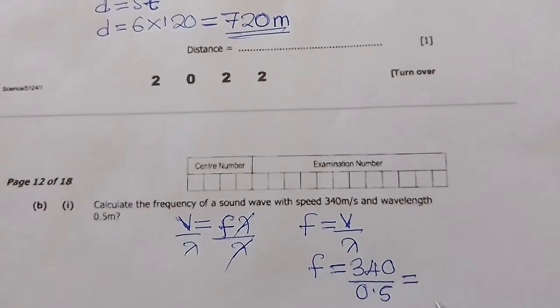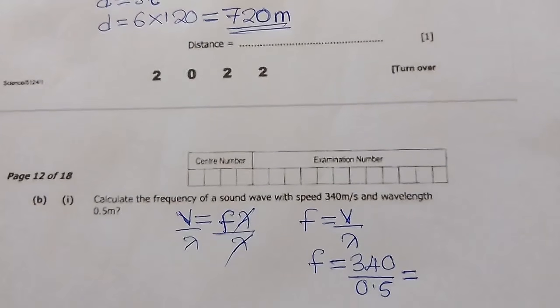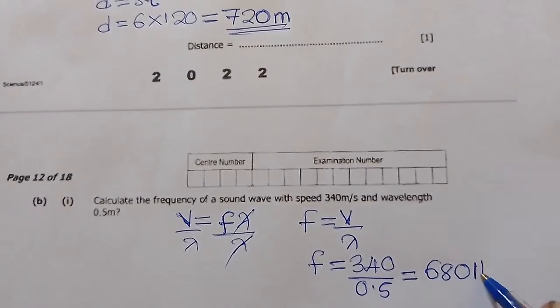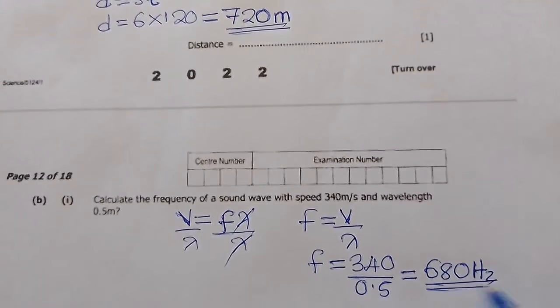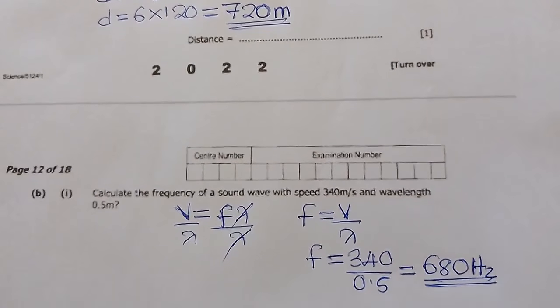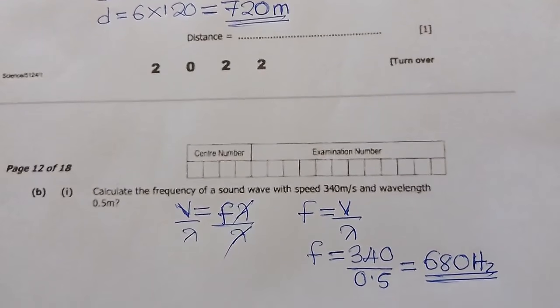0.5. Then what is your answer there? You say 340 divided by 0.5. What is your answer? 680. So I'm getting 680. Then what are the units? Like this. These are the units. Then I'm done. I've calculated the frequency. That's how I need to calculate frequency.